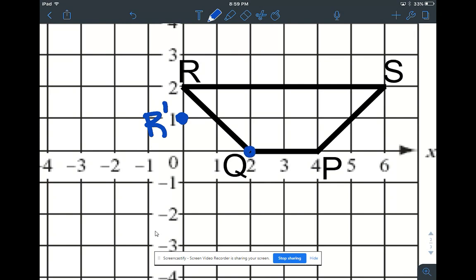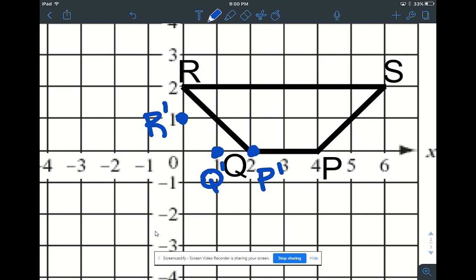I'm going to go to Q. Q is 2 units away from the origin, so I'm going to cut that in half. So I'm going to go 1 unit away from the origin. So Q prime. All right, P is 4 units away over here. We need to cut that in half. So P prime is going to be 2 units away.